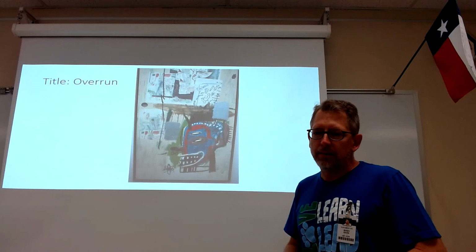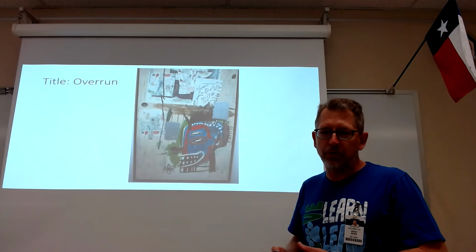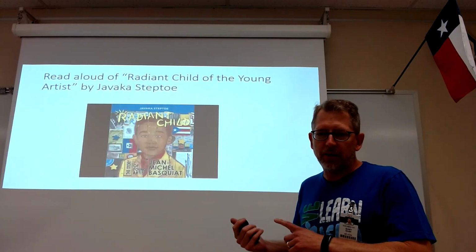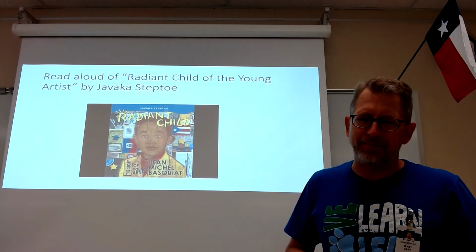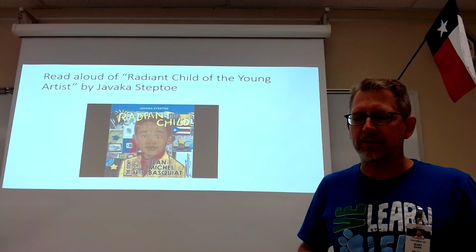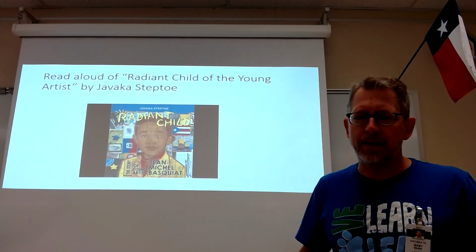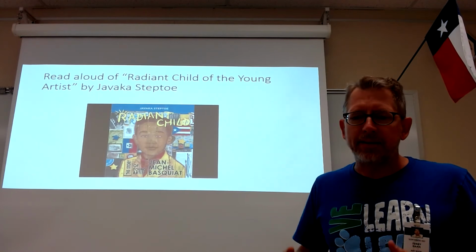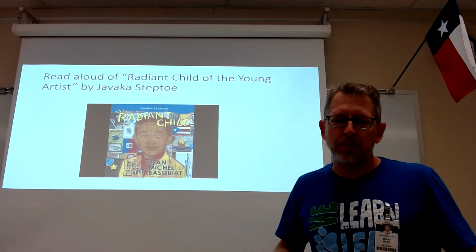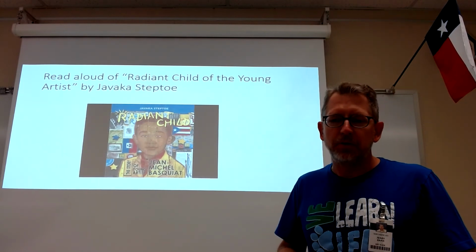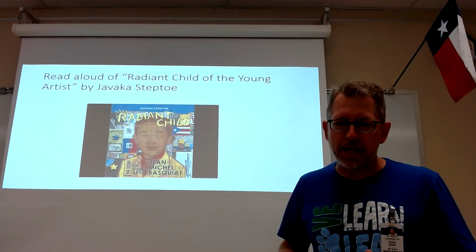But anyways, what I want you to do for your art class is go through this book, called The Radiant Child of the Young Artist, which is about 6 or 7 minutes long. And then after that, I want you to make your own picture in a way that's similar to his. I don't want you to copy one of his. I want you to do your own picture in that style of lots of lines, lots of shapes.